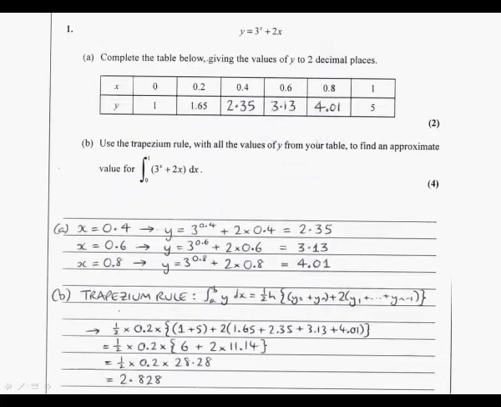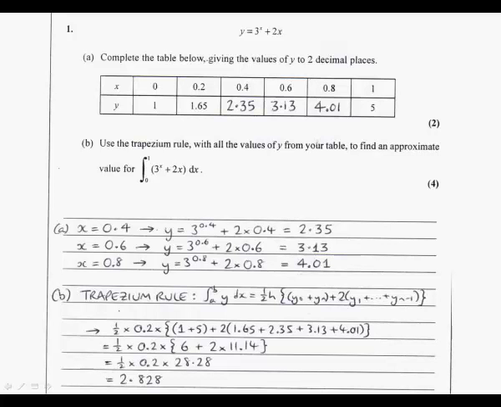Okay, question 1. We're given a formula that y equals 3 to the x plus 2x, and in part A we're asked to complete a table giving values of y to two decimal places. Well, when x is 0.4, y is 2.35, when x is 0.6, y is 3.13, and when x is 0.8, y is 4.01. As you can see, I've laid out my working, showing the substituting I'm doing, and you've got to make sure that you actually round those values to two decimal places.